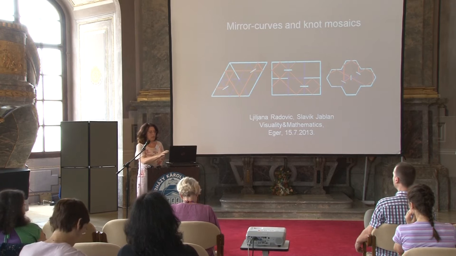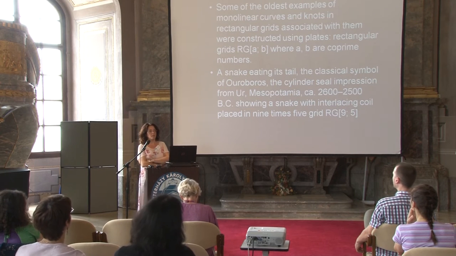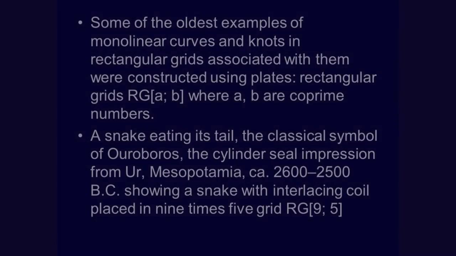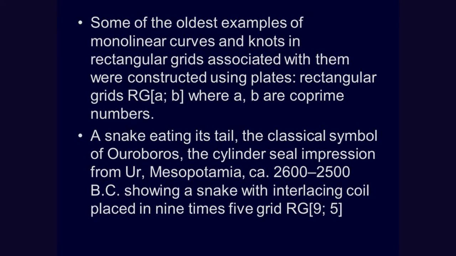So let's start with some basic facts about mirrors. What are mirrors? We can find some of the oldest examples of such monolinear curves and knots in rectangular grids. They were constructed using something that we call plates. These are rectangular grids with two sides, A and B, where A and B are coprime numbers.